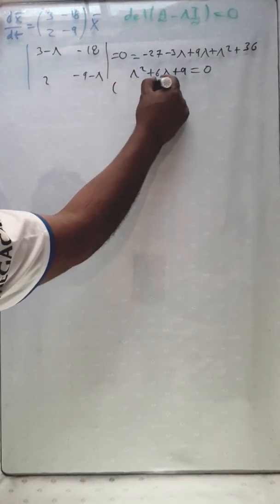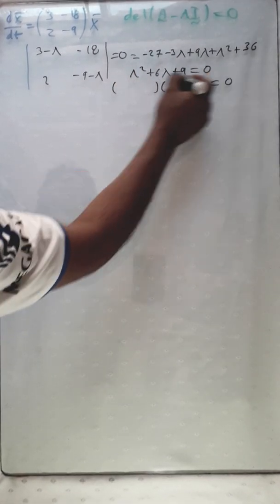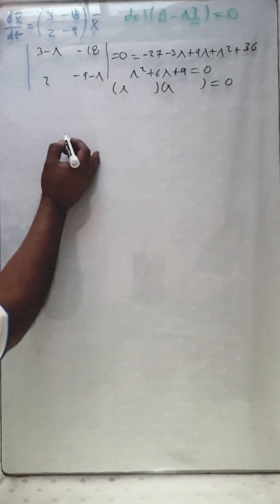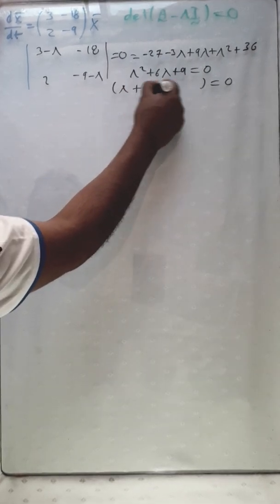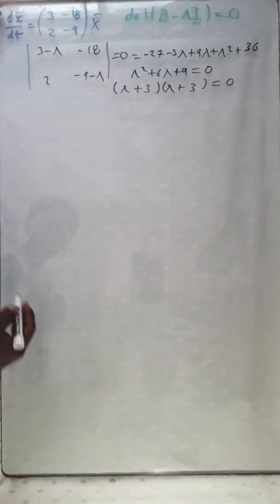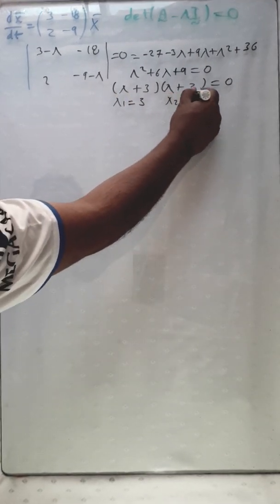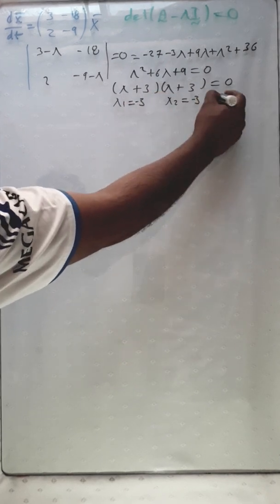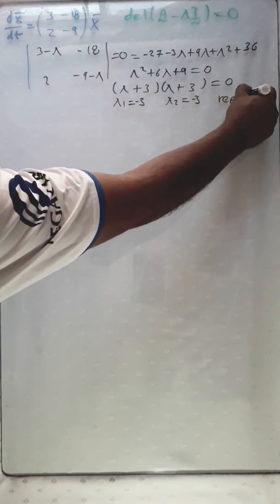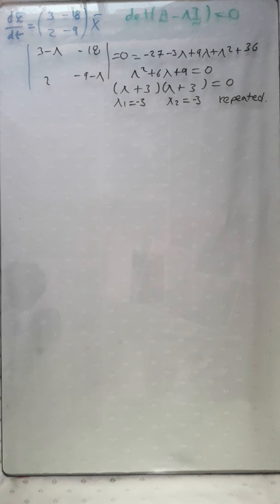Now, two numbers whose multiplication is 9 and whose addition is 6. That is going to be plus 3 and plus 3. And as you can see here, lambda 1 is equal to minus 3 and lambda 2 is equal to minus 3. So they are repeated real roots.